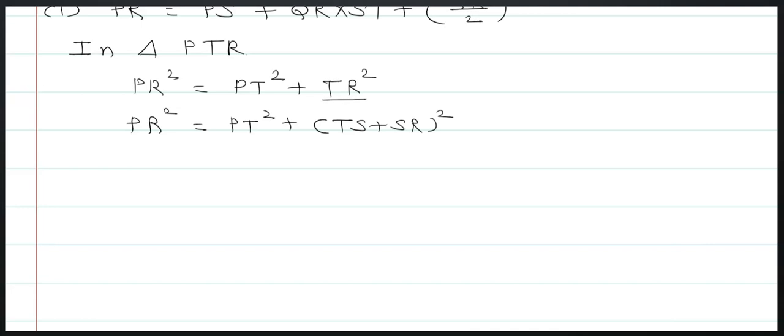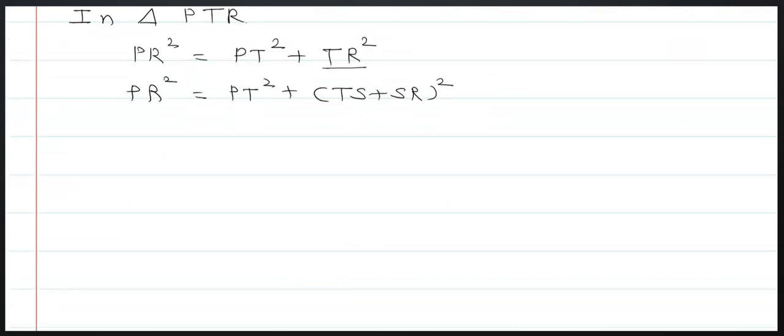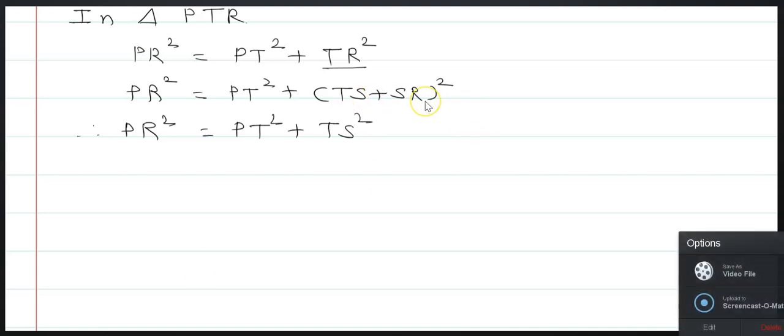TS plus SR. Now TR is TS plus SR. Now we'll expand this. That is the (TS plus SR) square. Therefore, TS square plus 2 times TS into SR plus SR square.